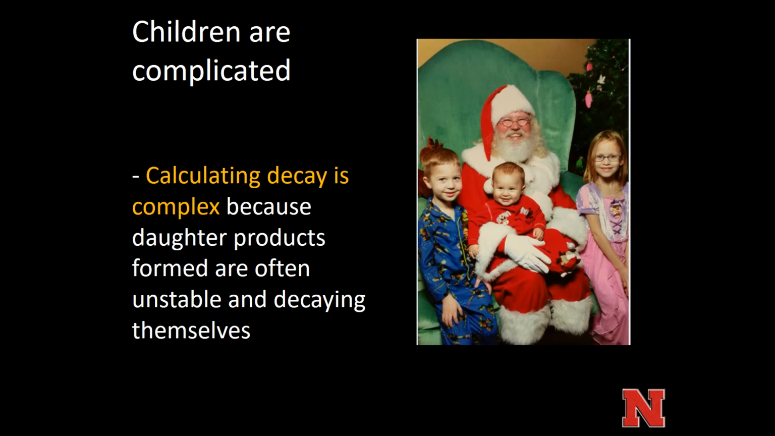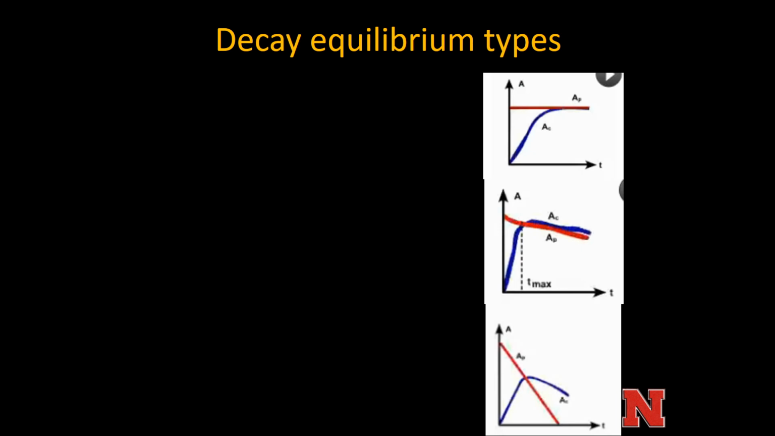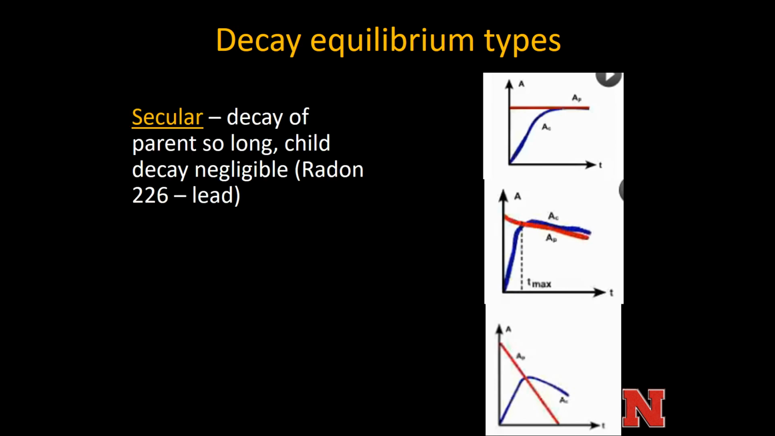So calculating decay is complex because the daughter products that are formed by these decaying atoms are oftentimes unstable and decaying themselves. And usually what happens, in vivo and in vitro, is the daughter products and the main basic atom that we're talking about form an equilibrium. And there's a couple different equilibrium types.